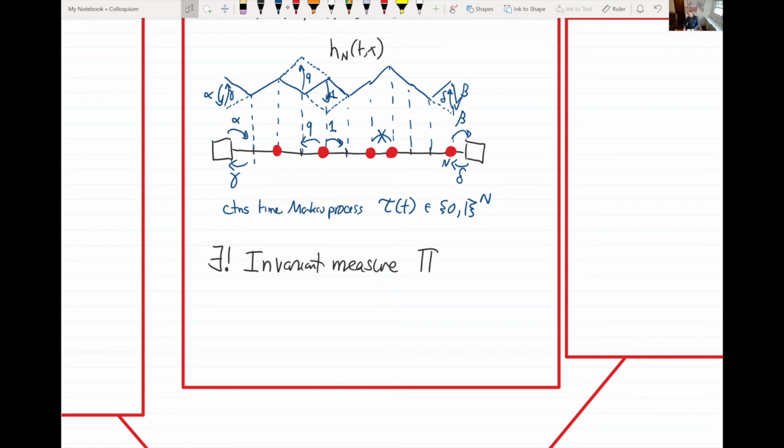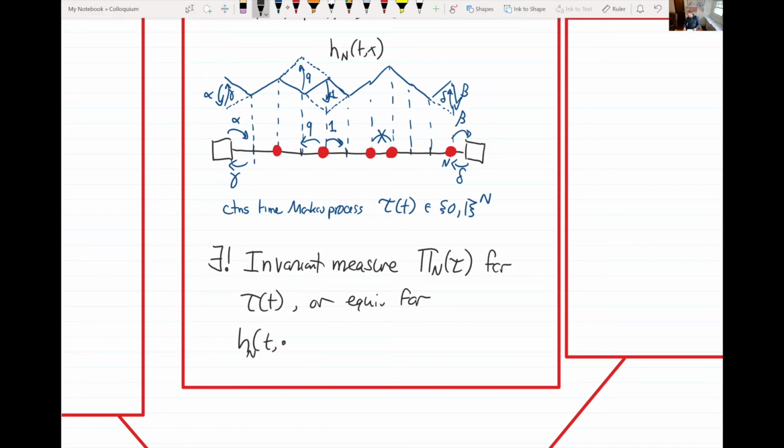Which I'll call pi n of tau. So this will be a measure on all 2 to the n possible configurations, which will be invariant under the evolution of the Markov process. So for this tau t process, or equivalently for the increments of the height function.